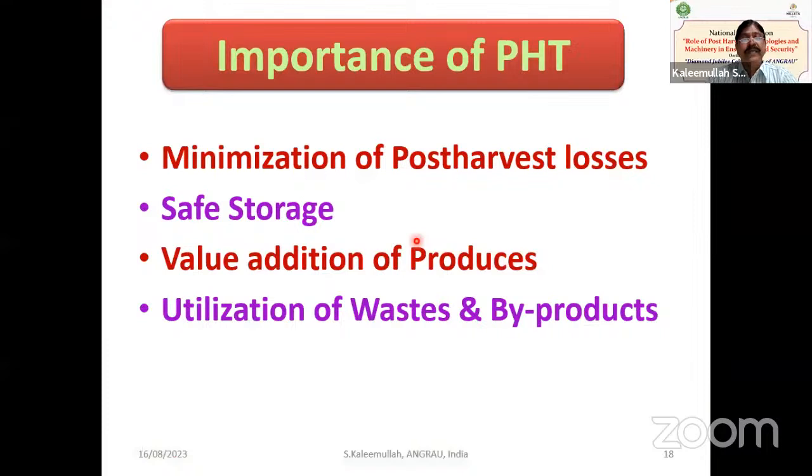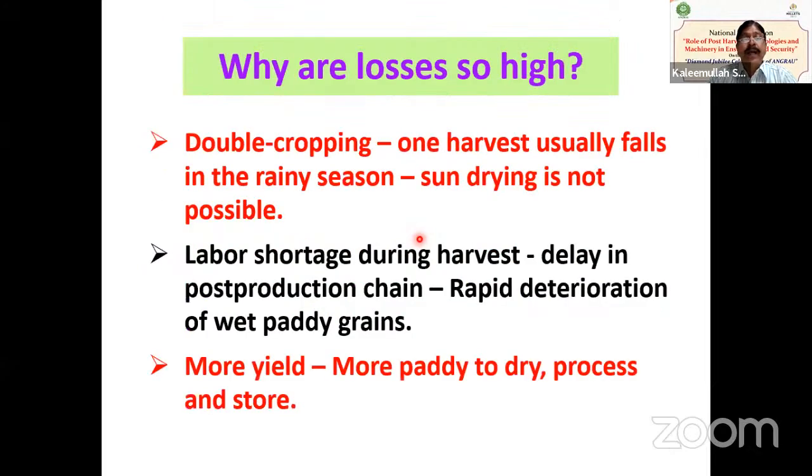Next, how to minimize these losses? What is the importance of post-harvest technology? Well, the first is the minimization of post-harvest losses, then safe storage, value addition of the produce, and the other one is the utilization of waste and byproducts. And why are the losses so high?